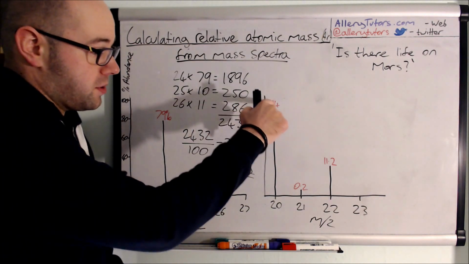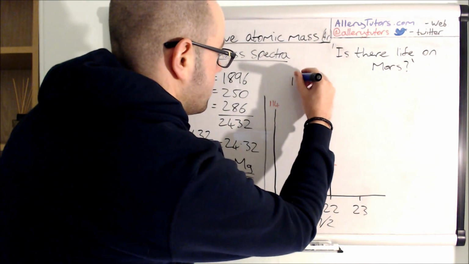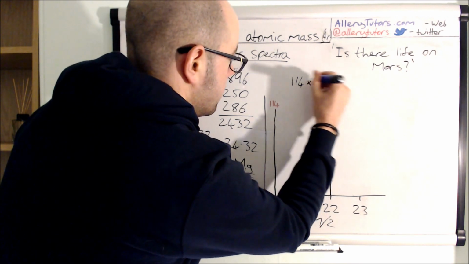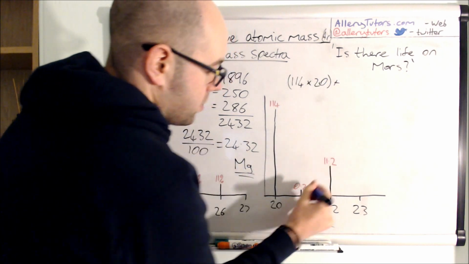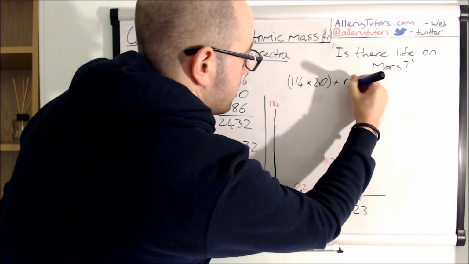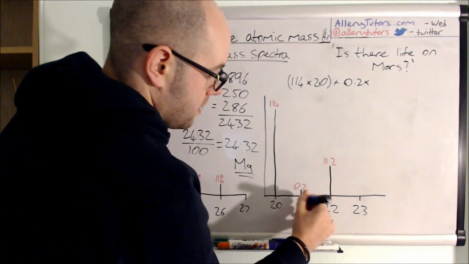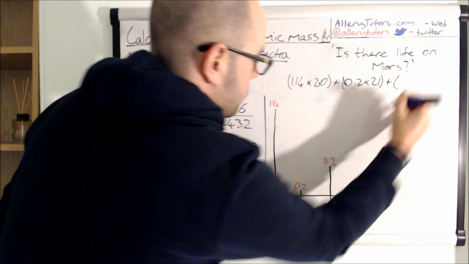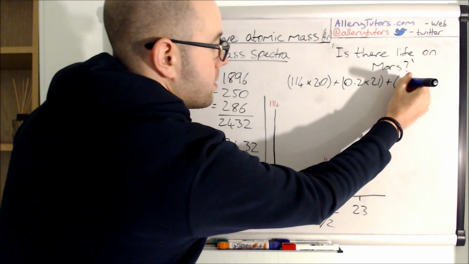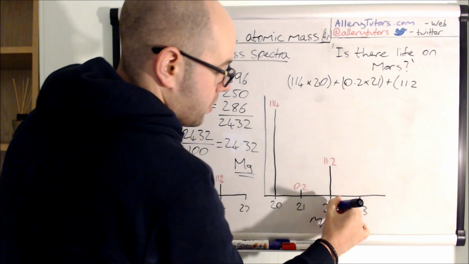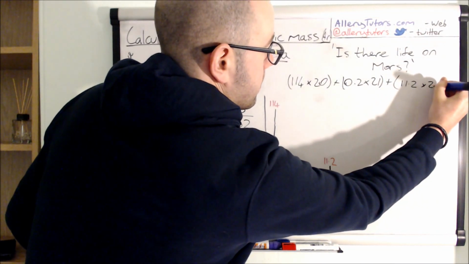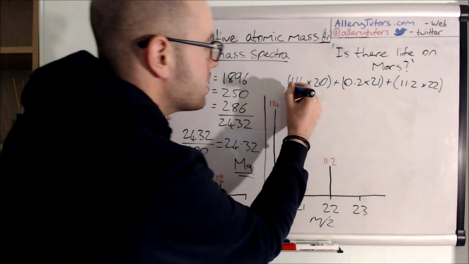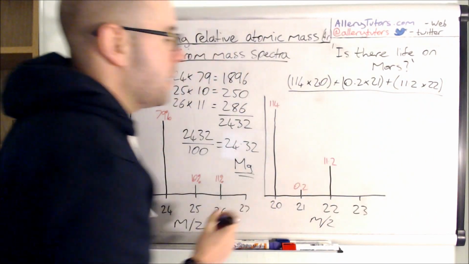So you can see here we do 114, so I'm going to set this out like this. 114 multiplied by 20, and we're going to add that to 0.2 times 21, and we're going to add that to 11.2 multiplied by 22. There you go, and that's just a neater way rather than doing all this. And then we're going to divide all of them by the total abundance.